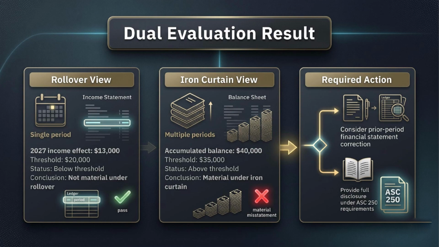One method protects the current year earnings analysis. The other protects the ending financial position. A disciplined accountant does not choose the method that gives the most comfortable answer. A disciplined accountant evaluates both.